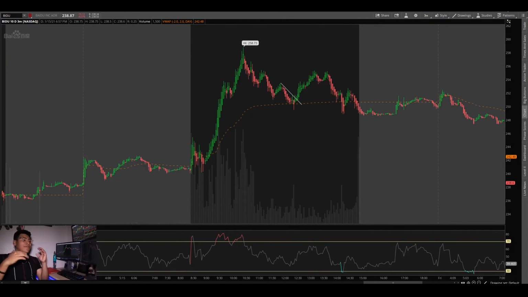And this is the most effective VWAP strategy, guys, that I play and that makes me money, whether it's to the bullish side or to the bearish side, guys.